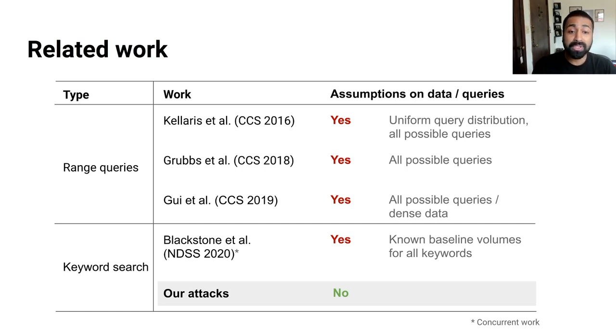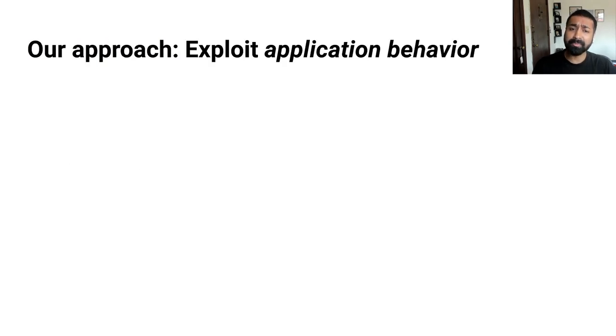For example, the user might need to issue close to all possible queries for the attacks to be successful, or the assumption might be that the underlying database is dense. These assumptions may not be realistic or feasible for many applications, and our aim in this work is to understand, is it possible to leverage volume leakage without making any assumptions on the queries or the data? We find that it is, and how are we able to achieve this? Our approach instead is to examine existing real-world applications and exploit the behavior of these applications, which allows us to avoid assumptions on the data or the queries.